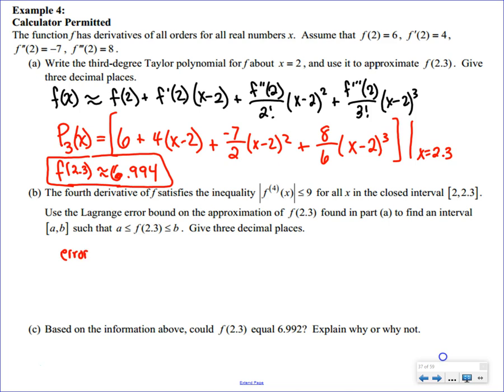Oh yeah. Error is less than or equal to the error bound. Okay, so the fourth derivative of c over 4 factorial. Did you just say 5? No, 4. Okay. Times 2.3 minus 2, to the fourth. There you go.